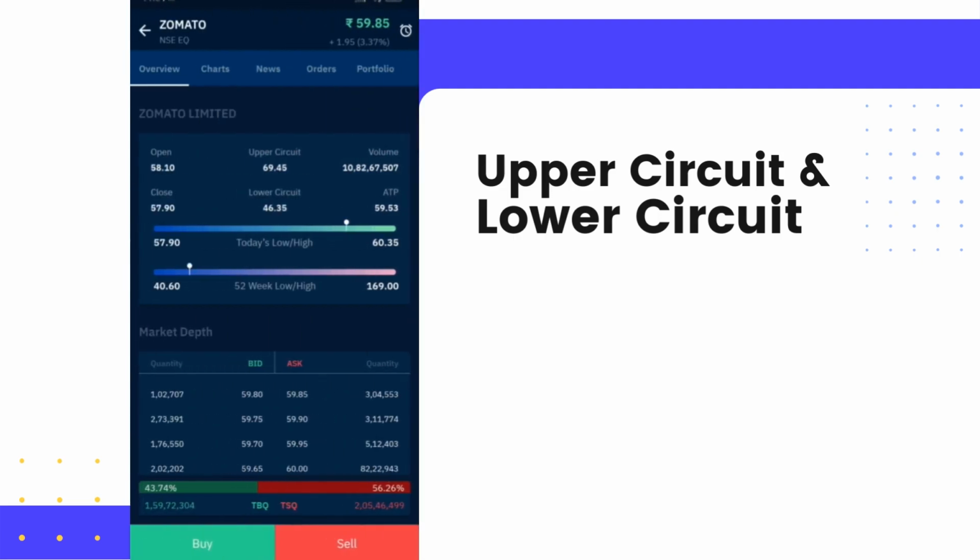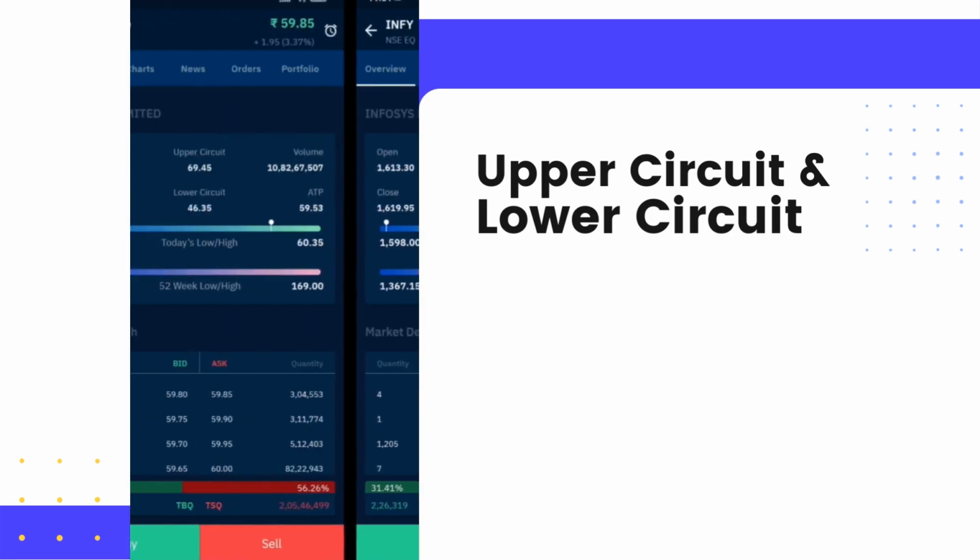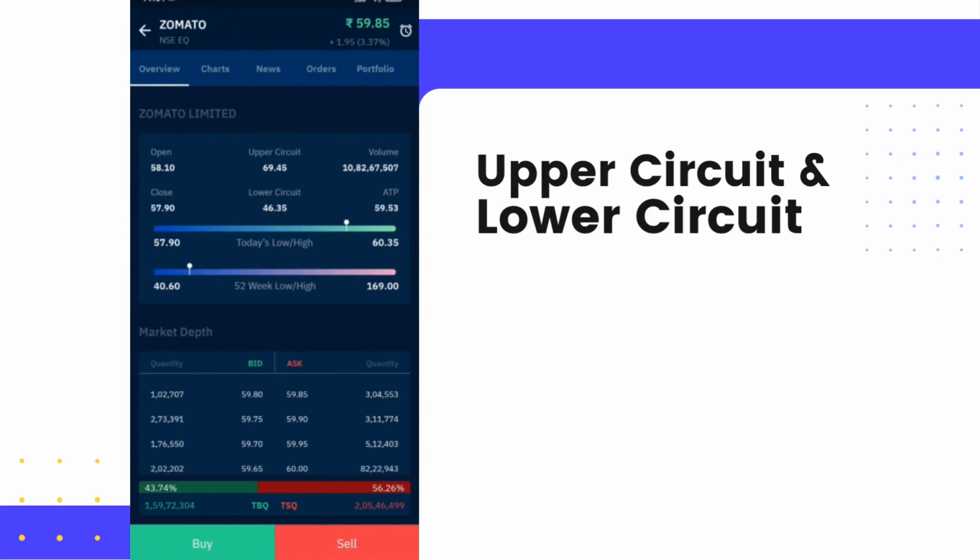Similarly, if I go to the screenshot which I took for Zomato, here you can see the upper circuit is 69.45 and the lower circuit is 46.35. The same logic applies here. Now one thing I want you to note is how these prices are calculated. How were 1781.90 and 1458.00 calculated for Infosys? And similarly for Zomato, how were 69.45 and 46.35 calculated?